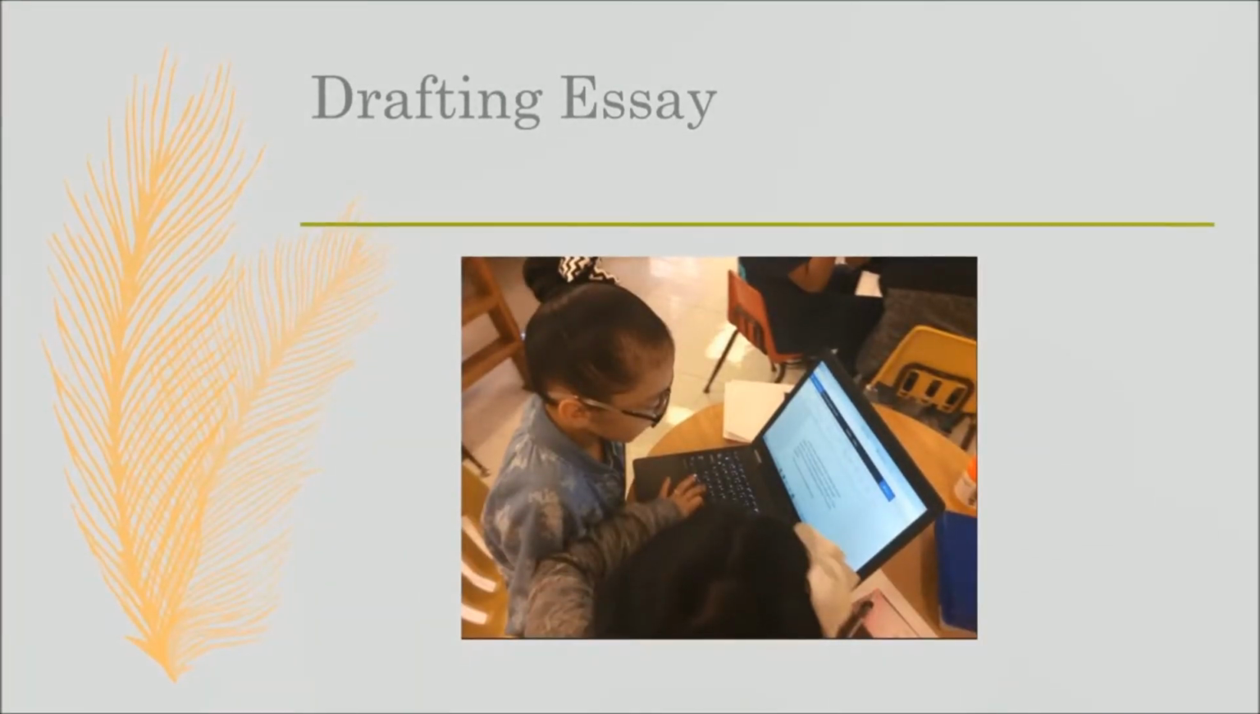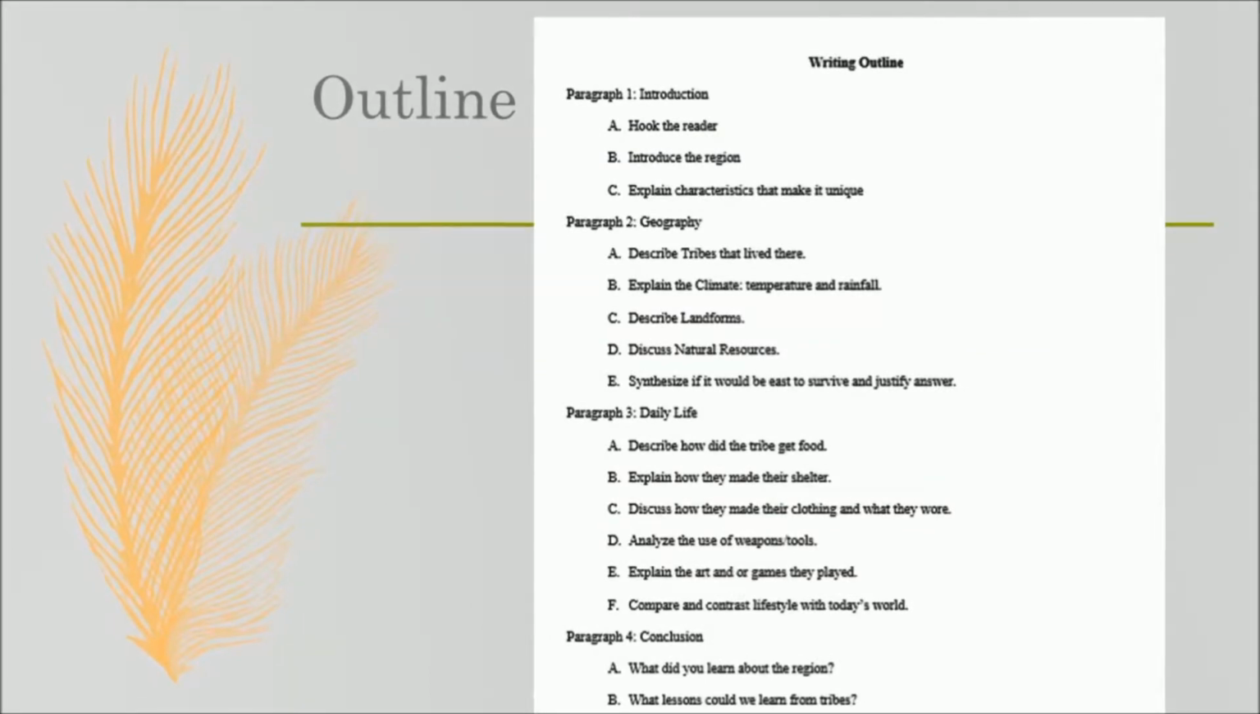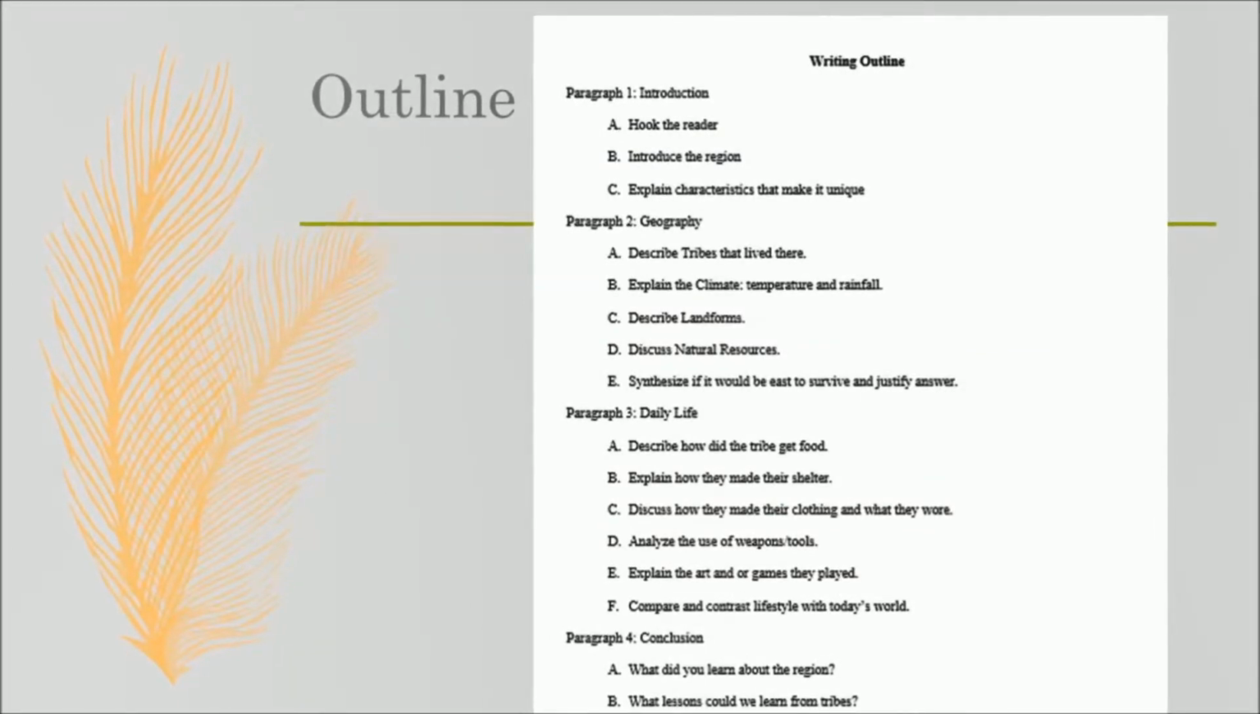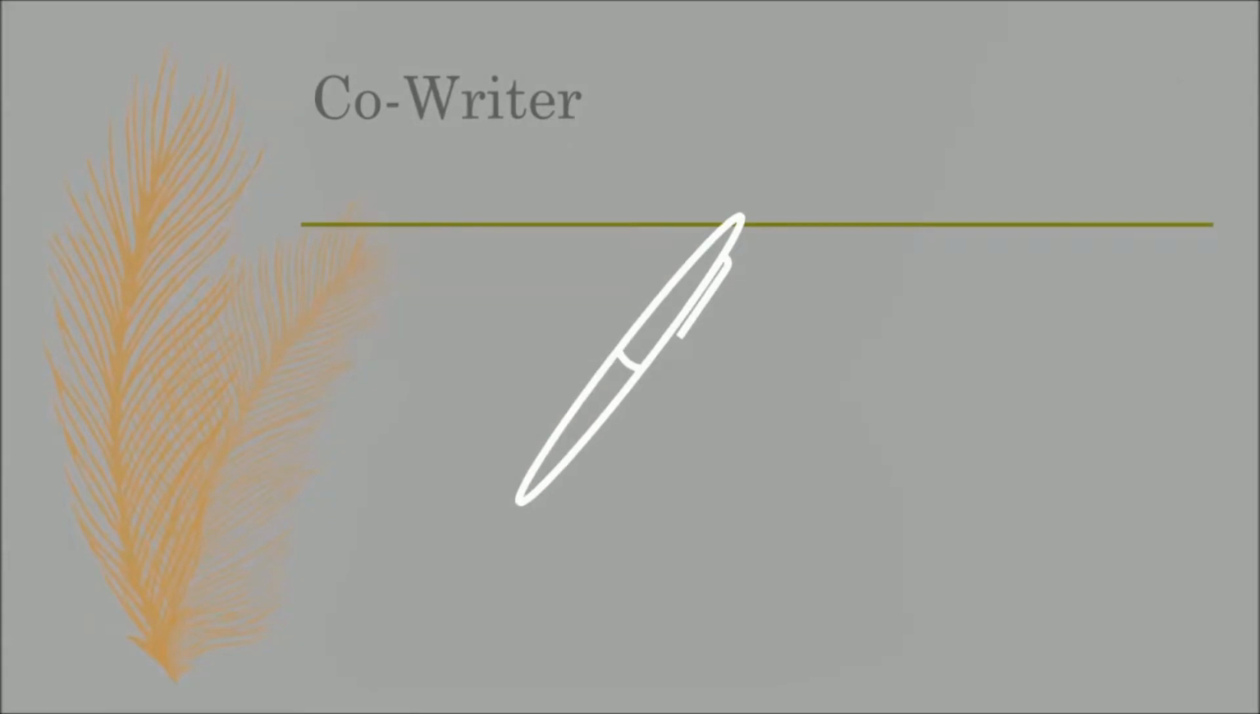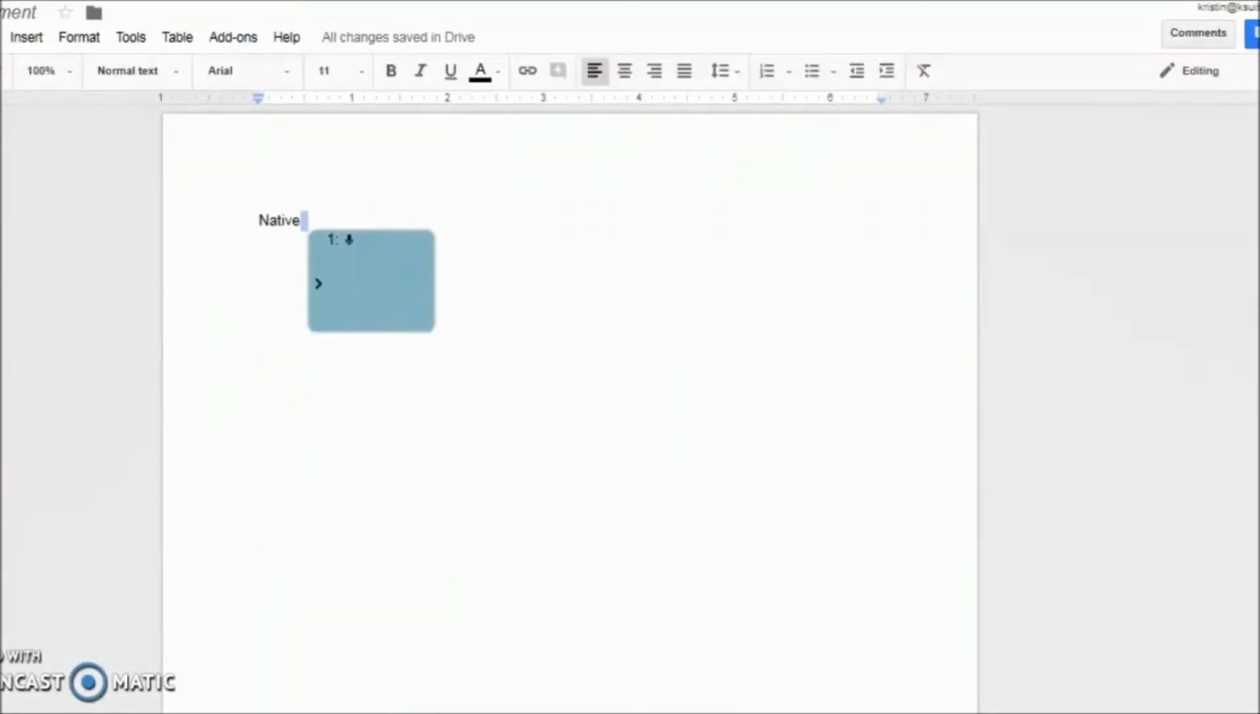Students began to draft their essay. To scaffold this, students were given a writing outline. CoWriter is a predictive word software that I originally wrote into the lesson, but not a lot of students used this because it's not compatible with Microsoft Office 365. So I did let a few students type in Google that really needed it, but it really wasn't used as I had planned.